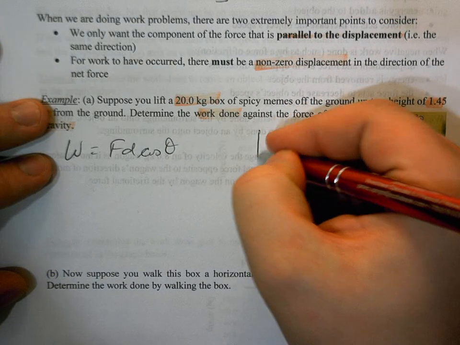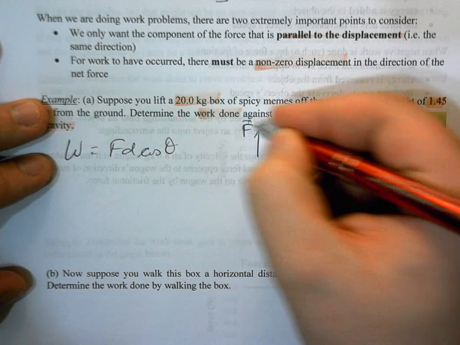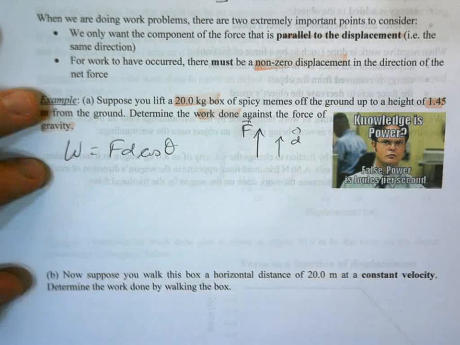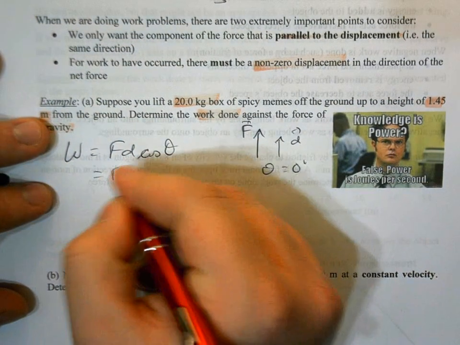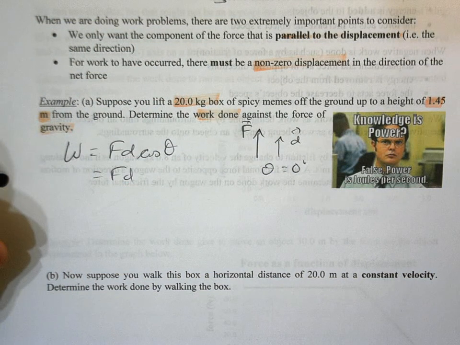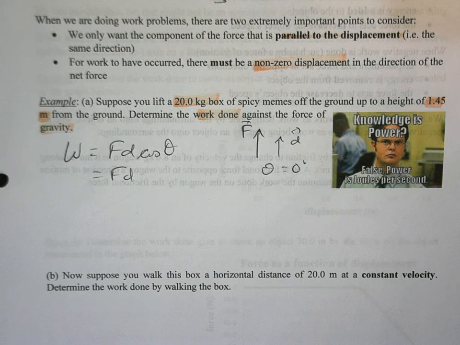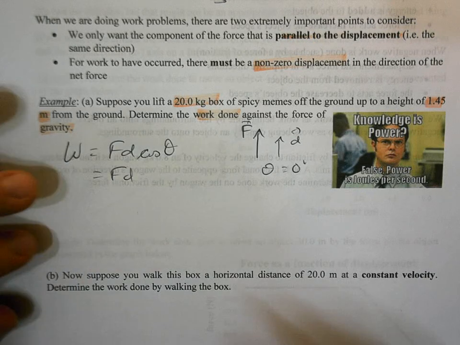So the force we're applying is going up, and the displacement is also going up. So in this case, theta is going to be 0. Work is just actually going to be Fd. And as I mentioned, you might as well just start with work equals Fd. Don't put the cos theta term in unless there's an explicit angle mentioned.